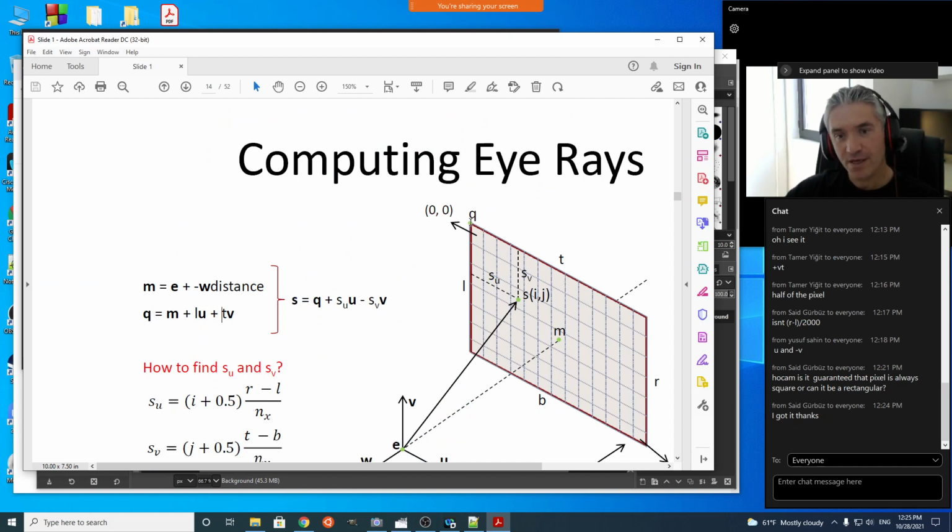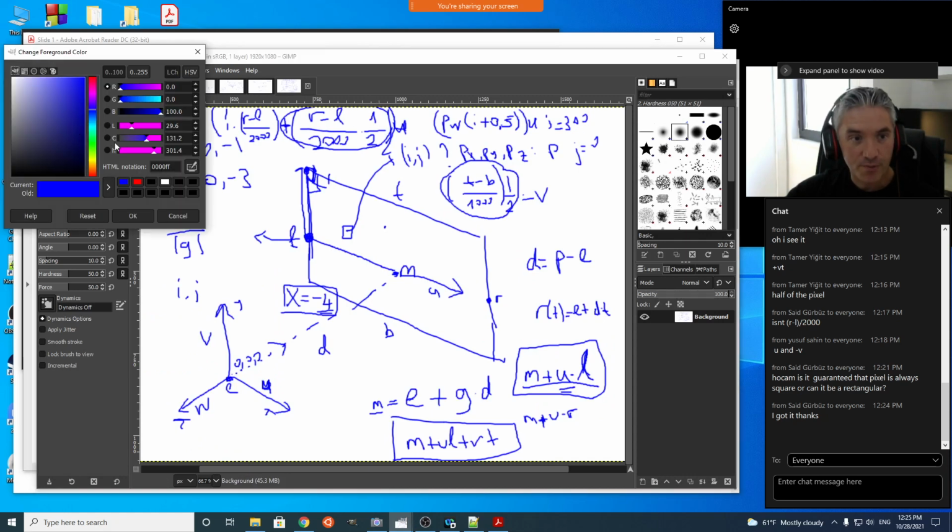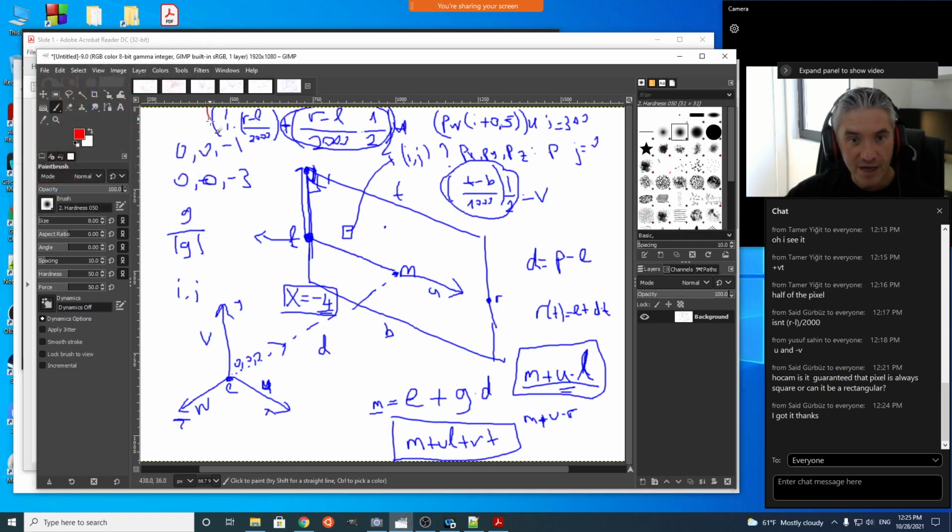But from Q, here it says you have to go this much amount. So SU and SV are the units. How many units? They are scalars. SU and SV are two scalars that we computed inside these parentheses. So SU, for example, corresponds to this value that we compute here before multiplying with U: I times (R minus L) divided by 2000, plus (R minus L) divided by 2000 times 1 over 2.